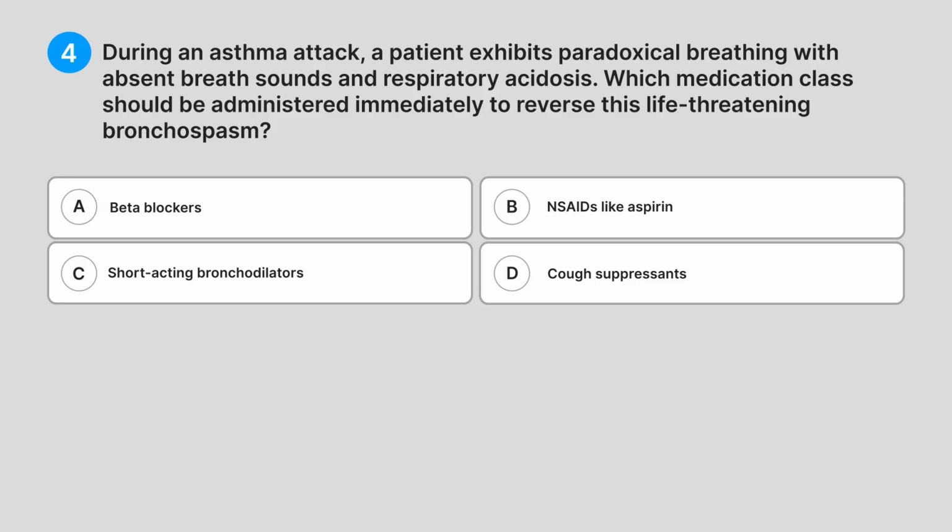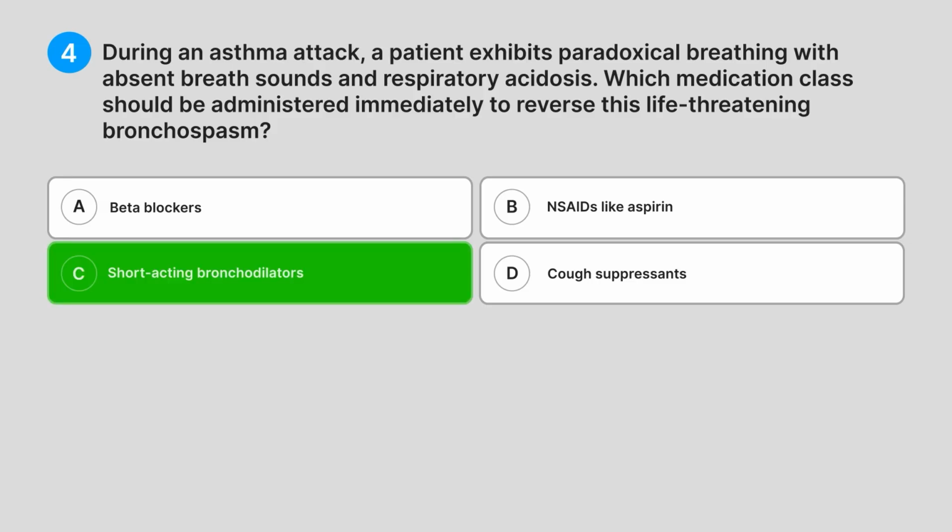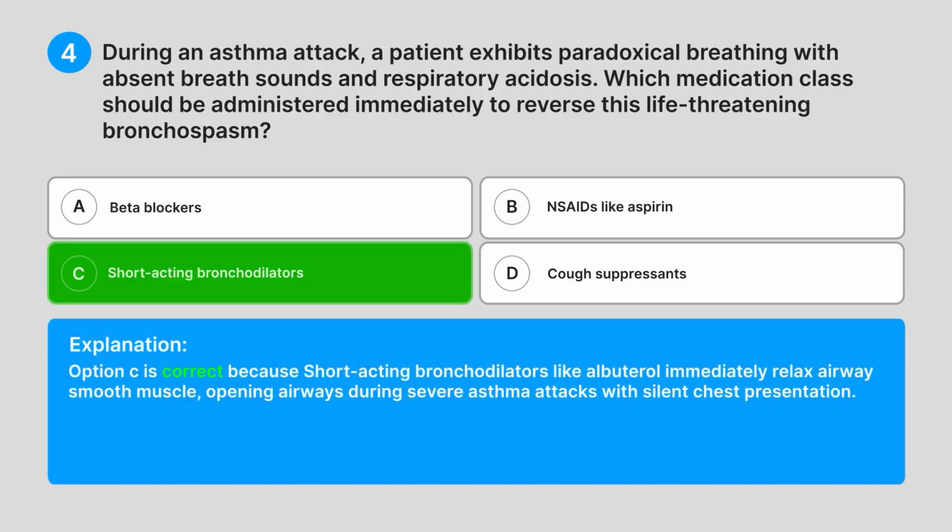Correct answer, C. Short-acting bronchodilators. Explanation. Option C is correct because short-acting bronchodilators like albuterol immediately relax airway smooth muscle, opening airways during severe asthma attacks with silent chest presentation.